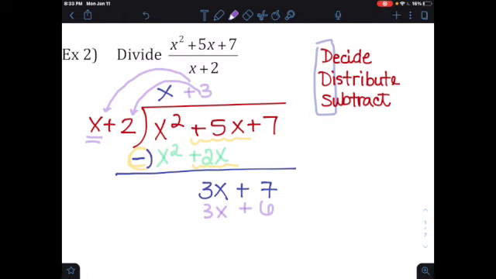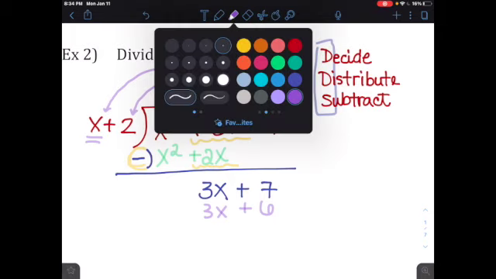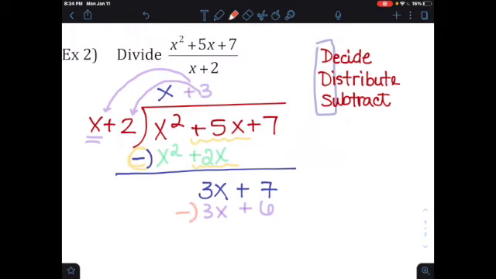Then now we are going to subtract. Again, when you subtract, you need to make sure you pick up and distribute. So minus 3x, 3x minus 3x, that's gone. 7 minus 6 is 1. That is how you do a long division problem.